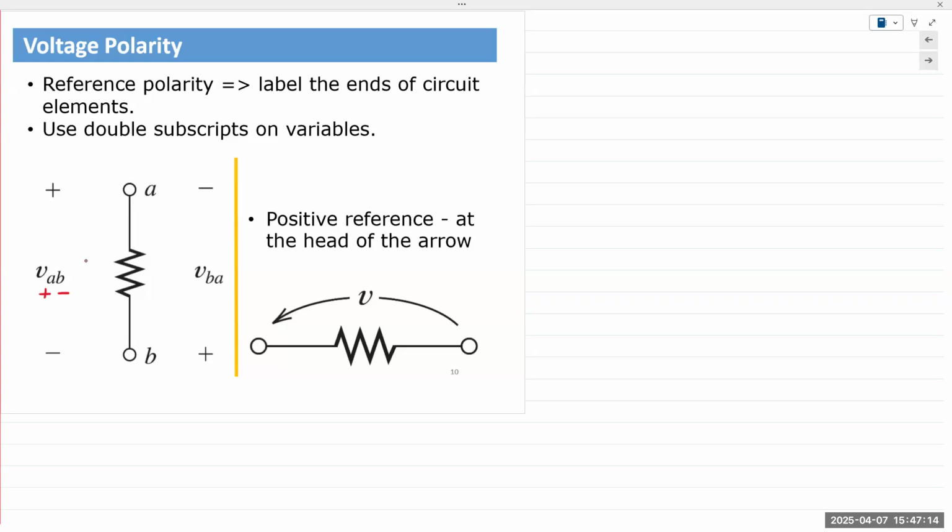And if we flip it and we say VBA, then you're measuring voltage at B with your reference at A. Magnitude would be exactly the same. And we'll talk about signs and polarity in just a bit. But again, two subscript notation. The first one is the point of measurement. The second one is the point of reference.